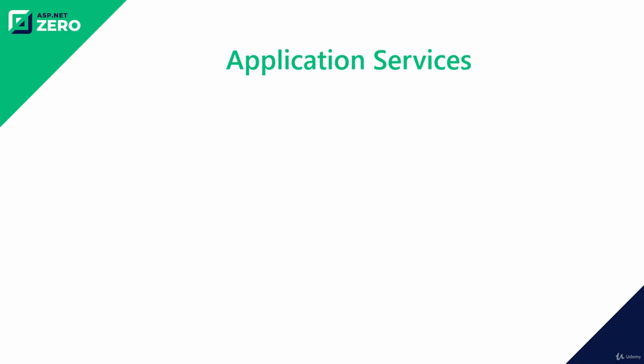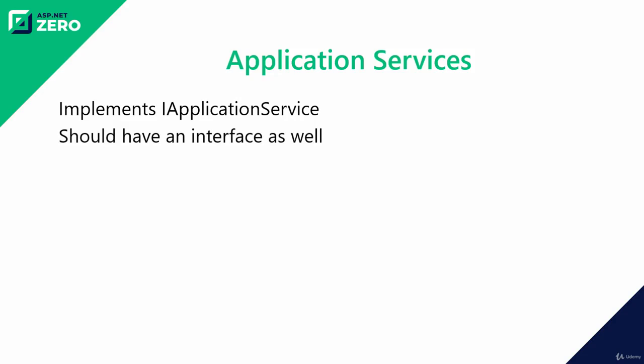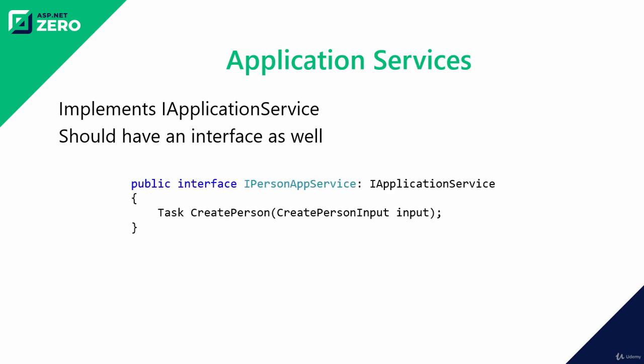Application services in ASP.NET Zero are implemented as classes which implement an interface called IApplicationService. That's probably a good name for this interface, isn't it? In fact, you will typically not implement this interface directly on your application service classes. Instead, you should create yourself an interface that describes the functionality of your application service. In this case, this will be IPersonAppService. In the interface declaration, we'll have a method called createPerson.